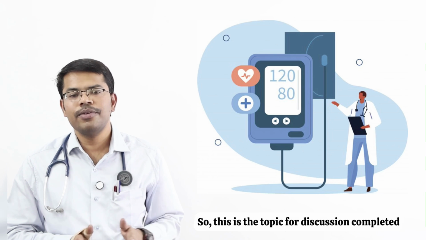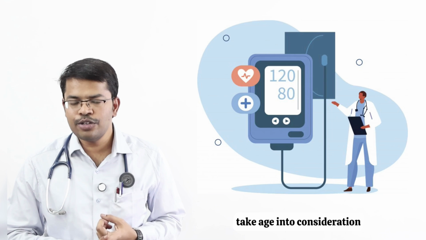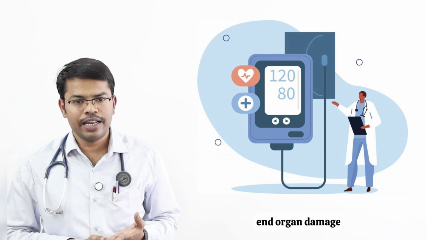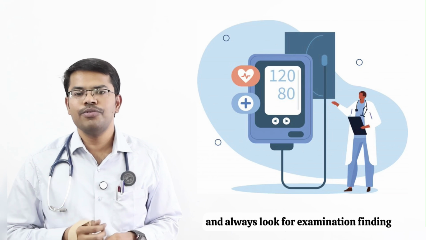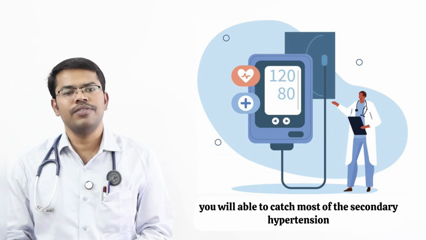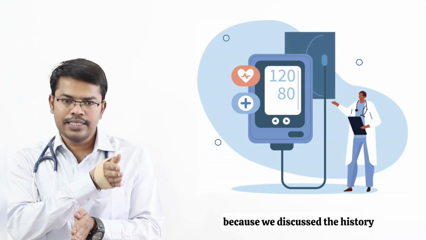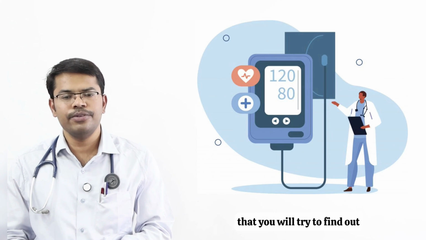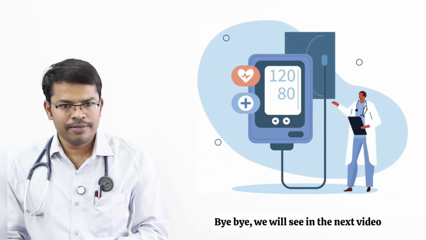So this is the topic for discussion completed. In summary, take age into consideration, extremes of BP, uncontrolled BP, end organ damage, a patient without any past history, and always look for examination findings. Of course, you will be able to catch most of the secondary hypertension if this step is complete. Because we discussed the history and examination part, further investigations are there. With that, you will try to max out your diagnostic approach. Bye bye, we will see in the next video.